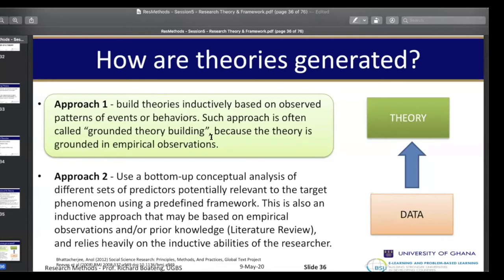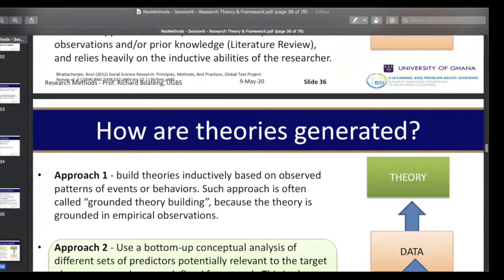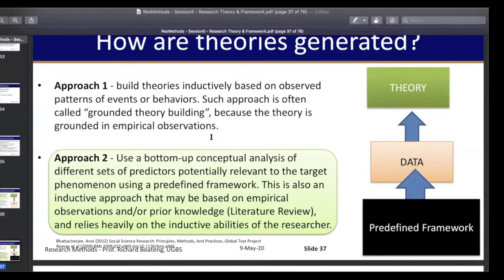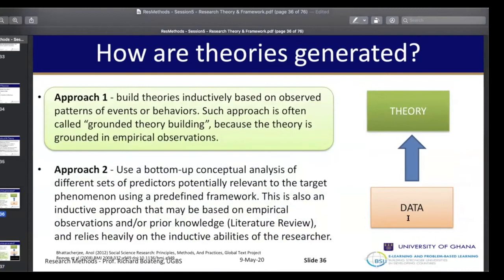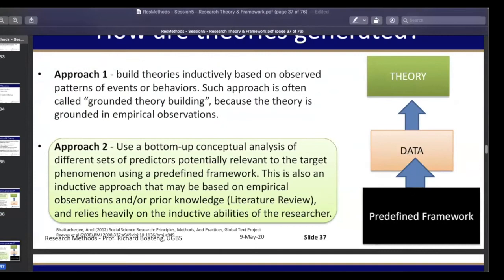Now, sometimes others use a second approach. They have a defined framework of how things work and they apply it on the data. They use the data to shape what they mean by the defined framework, and then they end up coming up with a theory. So you have an idea of what could be happening. That would be your preliminary defined framework. Then you go into the data, study the data alongside the defined framework to inductively come up with, this is how the thing works. They can theorize. So either you start from data, which is called grounded theory building, meaning that you are just grounding the theory on the data that exists, or the empirical observations. Or you have an idea, you can conceptualize that this and this may work in this particular way. Then I apply the framework to the data and I use it to generate the theory.